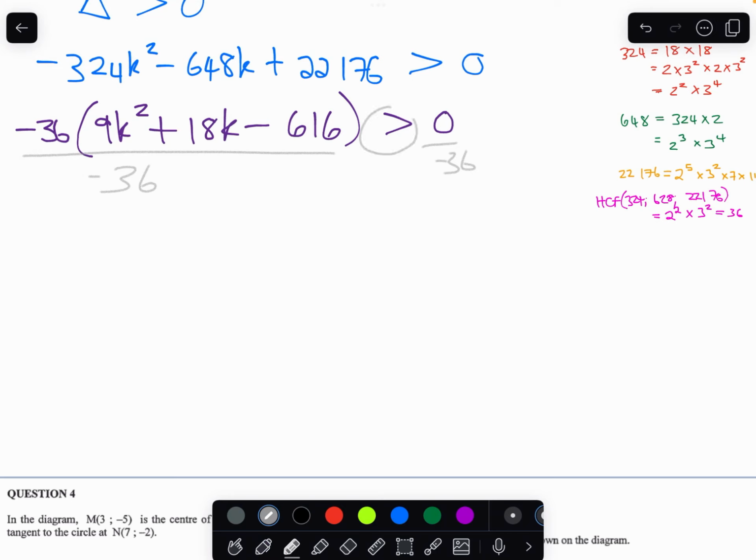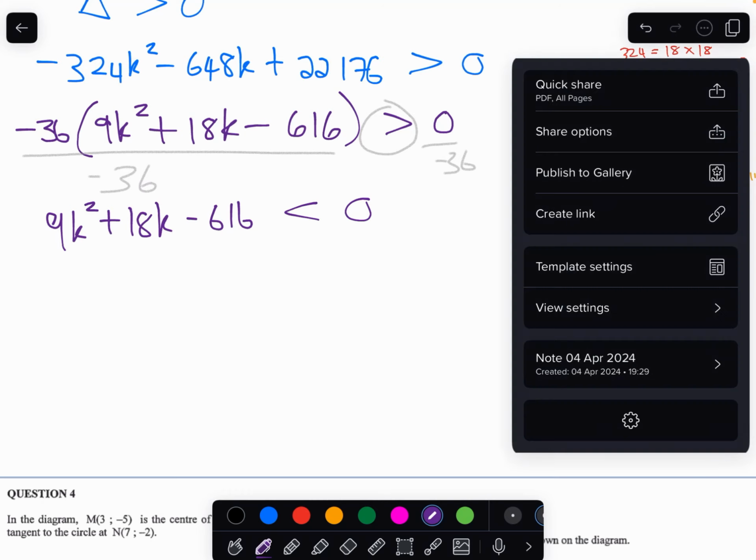So I'm going to circle this so that I remember to actually change the sign. So 9k squared plus 18k minus 616 smaller than 0. Okay, so the quadratic inequality, we're going to need another page.